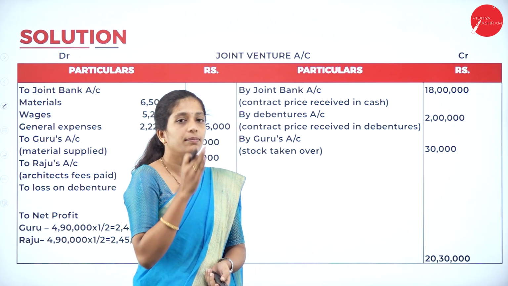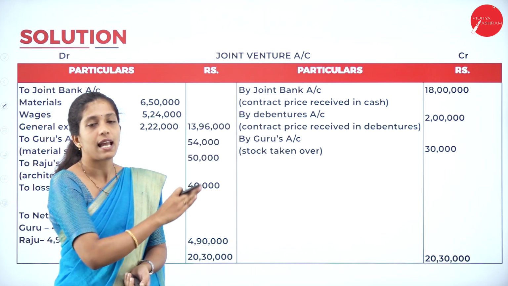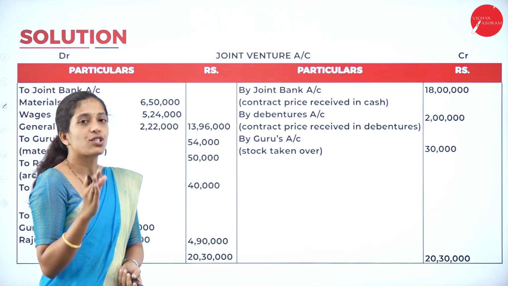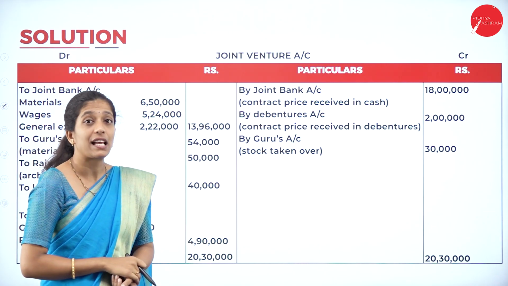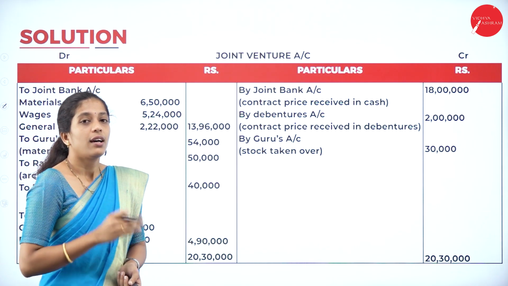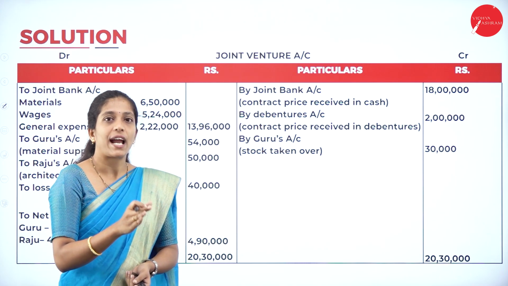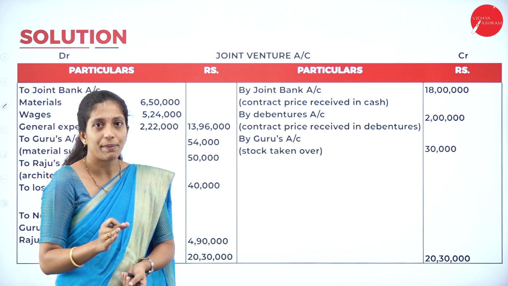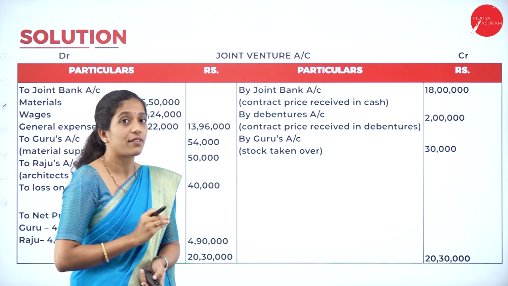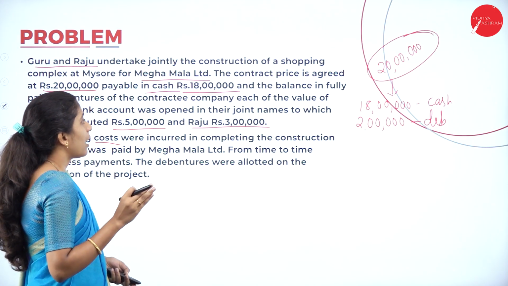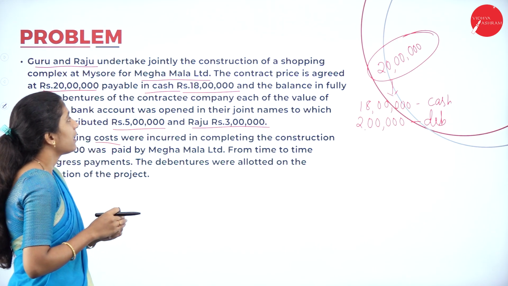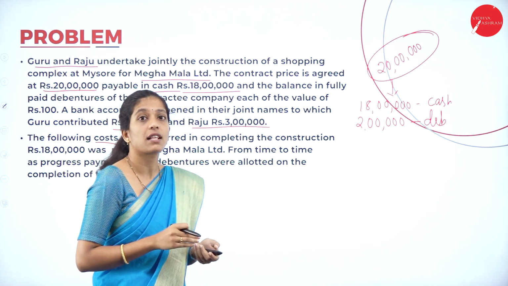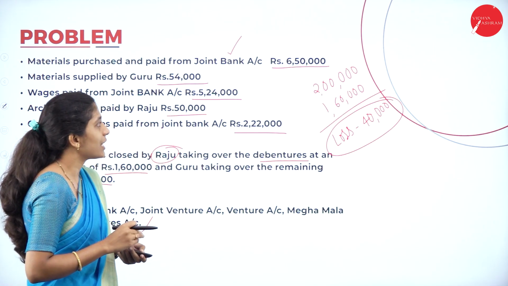Now, as I told, your format remains the same: particulars and amount on the debit side and particulars and amount on the credit side. So, first we shall record the contract price received, right? As I told, it may be received in the form of cash or shares or debentures. But in this question, how have they received? 18 lakh has been received in the form of cash and 2 lakh in the form of debentures. So, we shall record that.